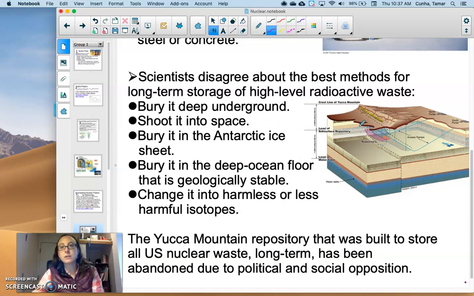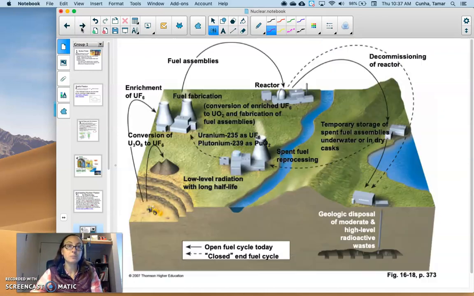In the United States, we were planning to make a single repository. This is called the Yucca Mountain Repository. It's in Nevada. It was actually built, but political support for that changed. And so instead of being in support of it, the residents of Nevada no longer want to have the nation's nuclear waste in their state. And so it's not being used at all. And that's a concern because we don't know what to do long term.